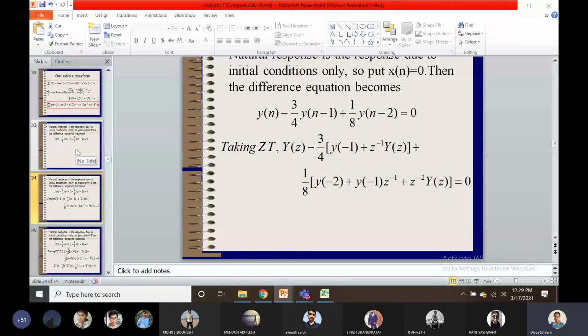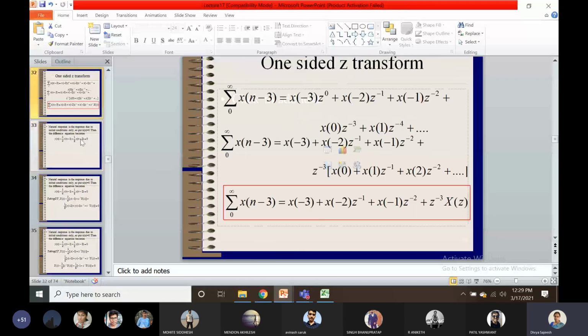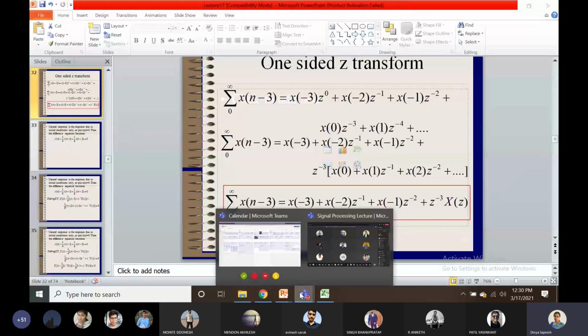So please revise and come, so that you have to do one numerical based on this tomorrow. Any doubt?